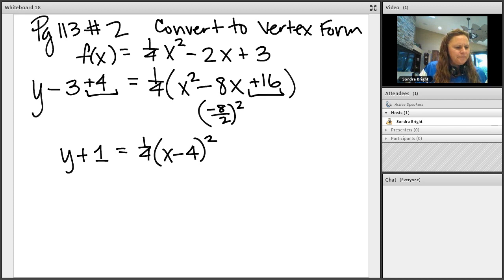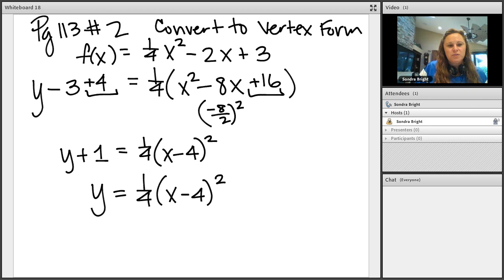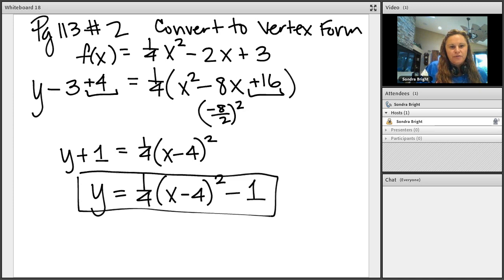And then last year your book left it like that. This year, I believe, your book rewrites it so that we subtract the 1 over, so we get y equals 1/4 times x minus 4, quantity squared, minus 1. All right, there's vertex form, right? And then you can identify the vertex immediately. Super easy.